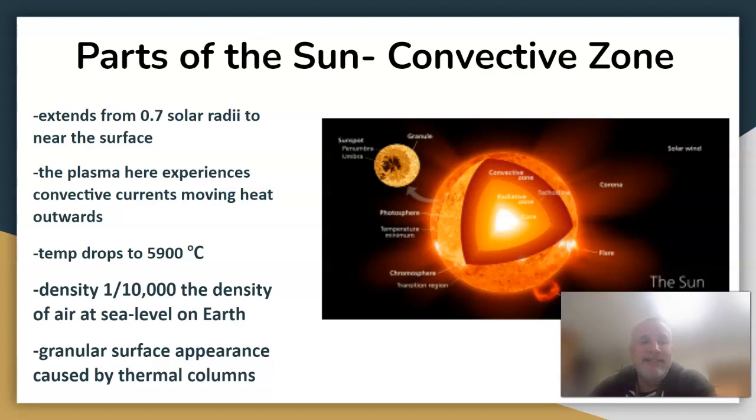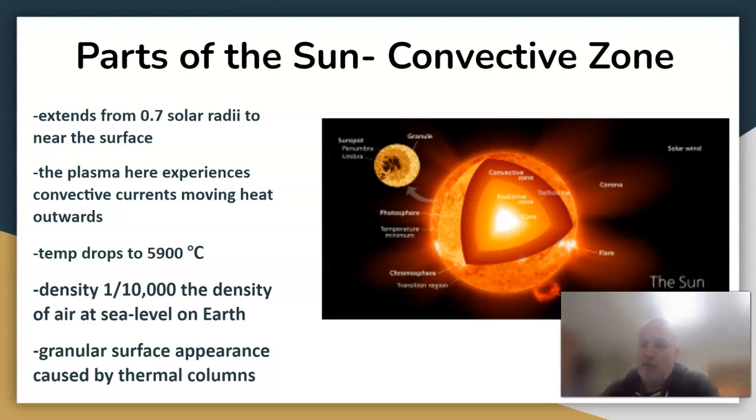The density is 1/10,000th the density of air at sea level, so it is very, very low density. The granular surface, so what we see on the outside of the sun, the appearance looks kind of granular. It's caused by thermal columns. So that's where the hot stuff is coming up, and then as it cools, it sinks back down.